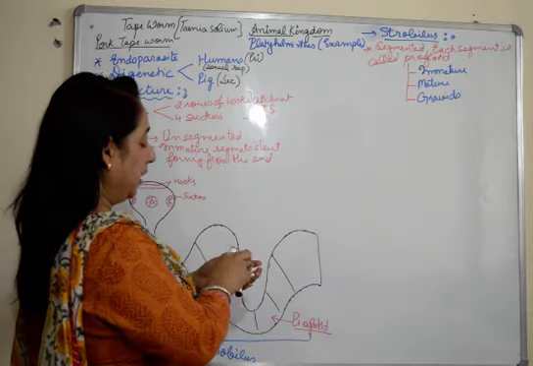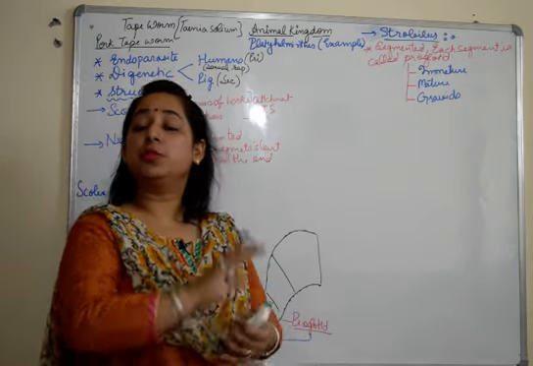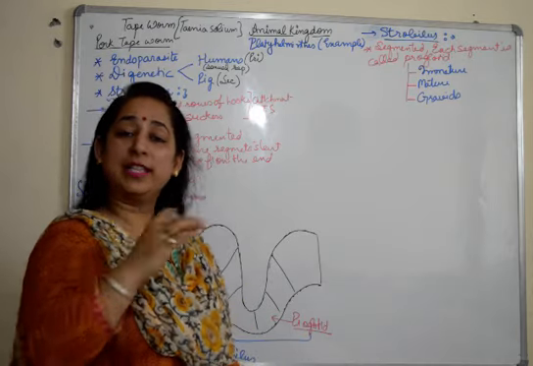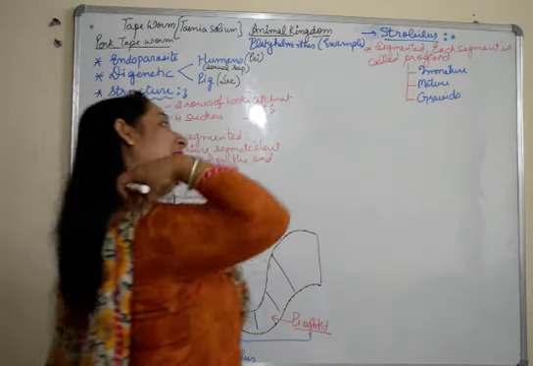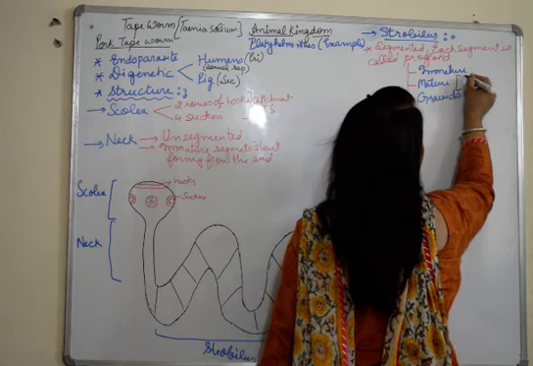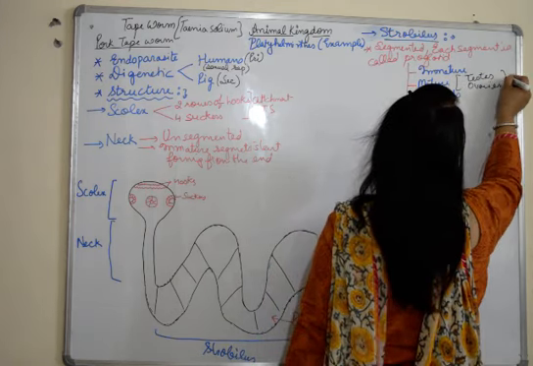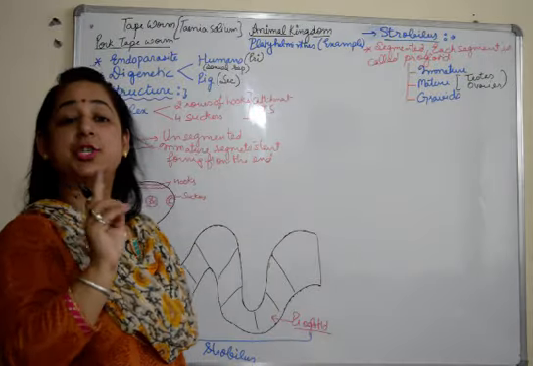We'll talk about them. Immature proglottids are the ones which do not have any sex organs, do not have anything related to sexual reproduction. They are just formed. Then we have the mature proglottids which have testes and ovaries present in them, wherein fertilization takes place.